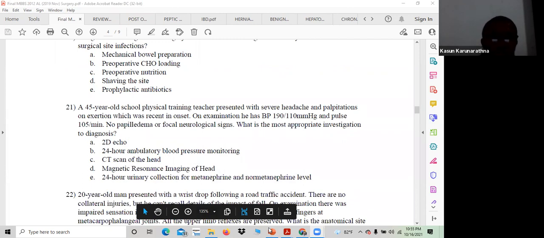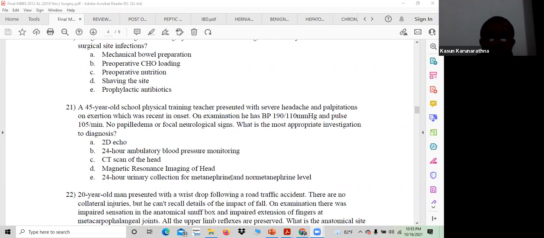When should you give prophylactic antibiotics? How many minutes or hours before the incision? Anyone to answer? At the time of incision, false. At the time of induction, false. Usually, what is the time duration? At the time of incision, that's false. That's what we do, but it's false.